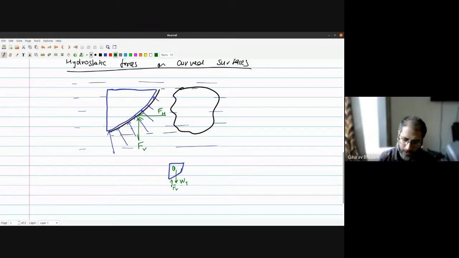In the x direction, or the horizontal direction, I have FH, that's acting because of the curved body, and the other force is the force because of the fluid on the left hand side of this body. Let's call this F left. So these are all the forces acting on this body.